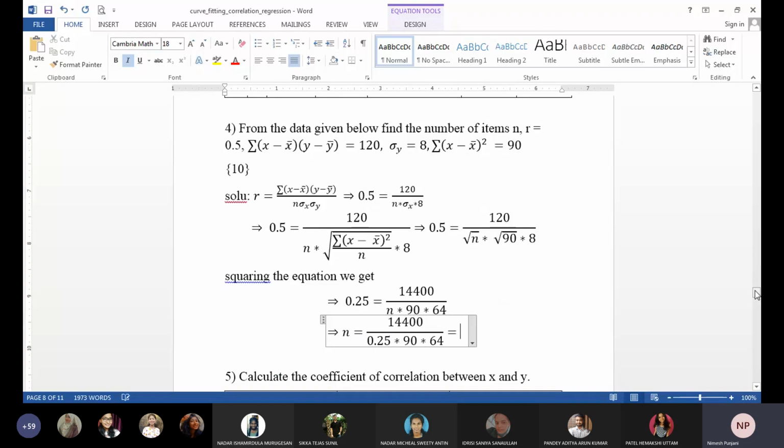What is your n? Okay, so solve this and find the value of n. How much will it come to? You can calculate using a calculator, or you can calculate directly. Whatever is convenient to you, you can do it. The value of n comes out to be 10.